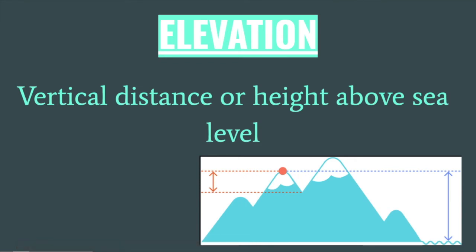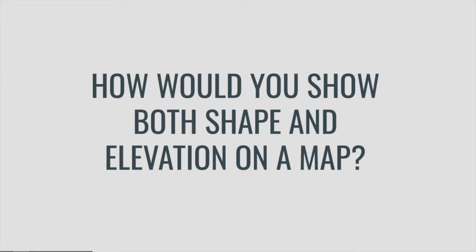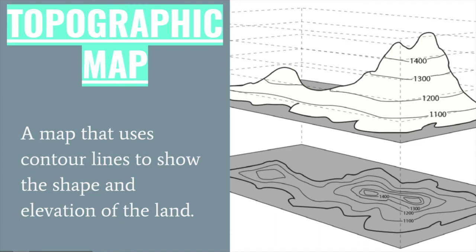Now the maps that we just saw, they just show us the shape, but they don't show us elevation. How would you show both shape and elevation on a map? Scientists have created a type of map that can show us both the shape and the elevation of the land. That type of map is called a topographic map. We can see an example of a topographic map in this picture.